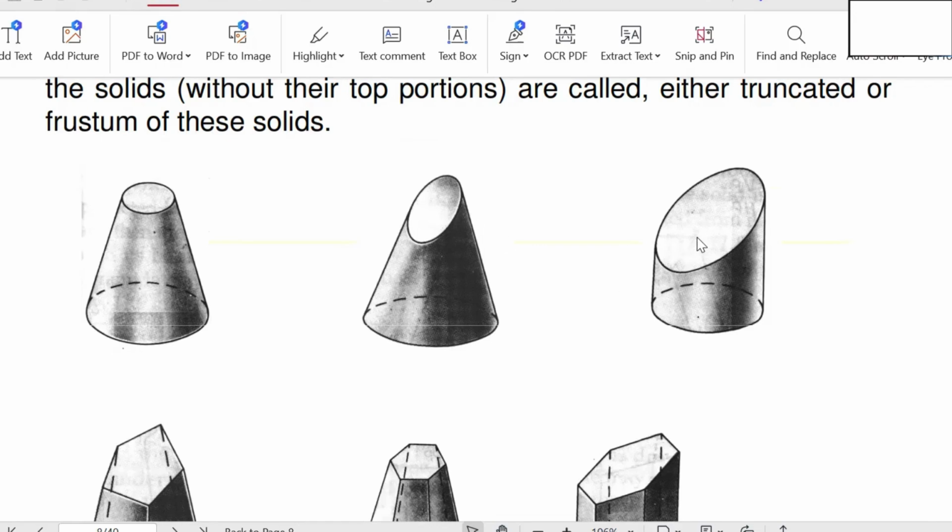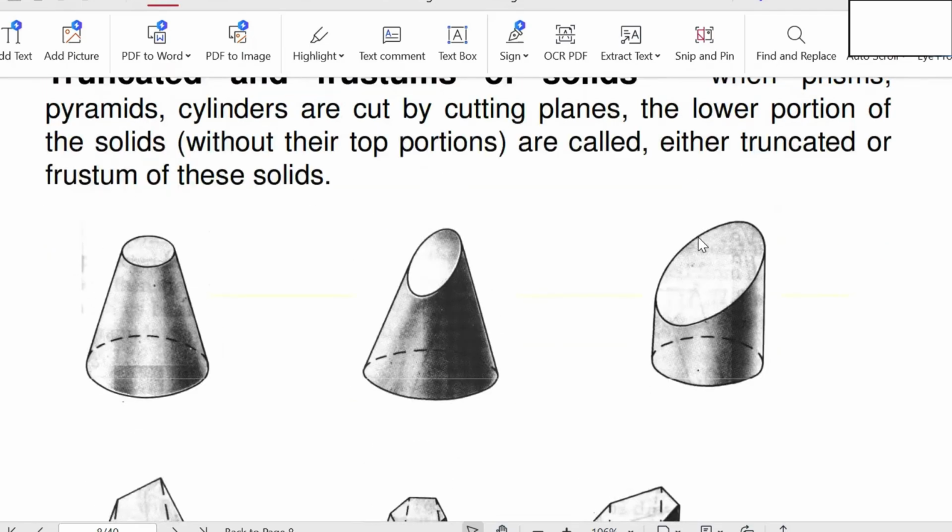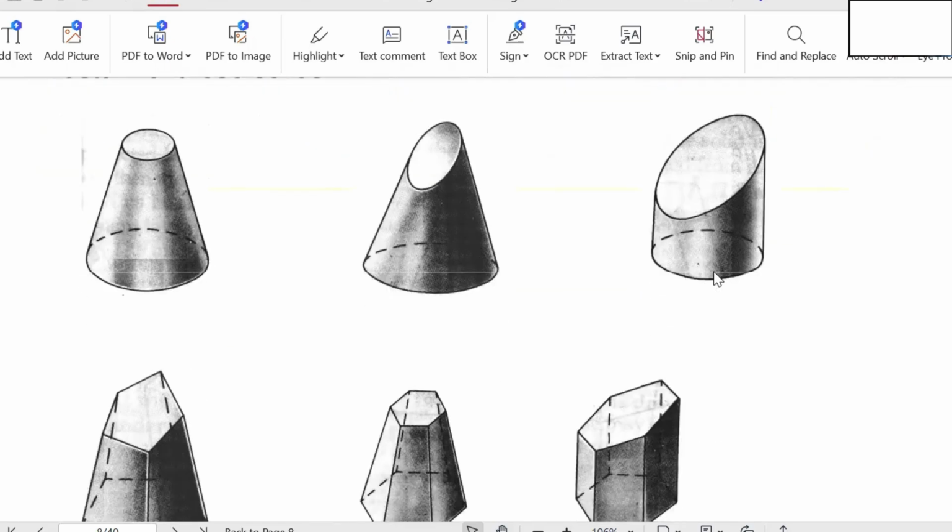Next, coming to this figure. This is also truncated. Here the cutting is inclined to the base. The actual shape of the solid is a cylinder. This cylinder is cut by a section plane, and the position of the section plane is inclined to the base. Then the newly obtained surface is inclined and an elliptical shape is obtained. So this is also known as a truncated cylinder.